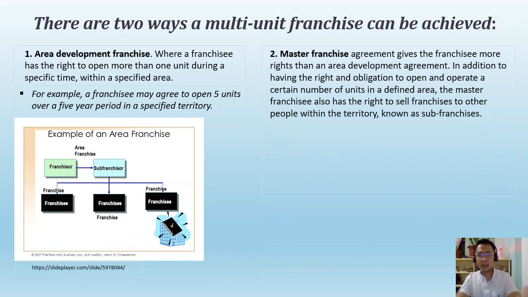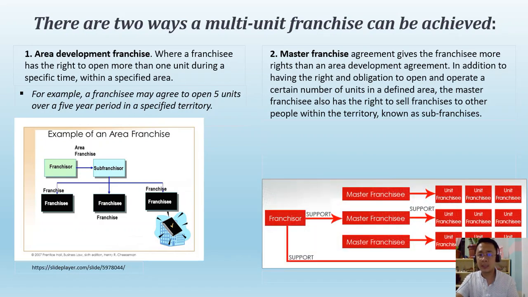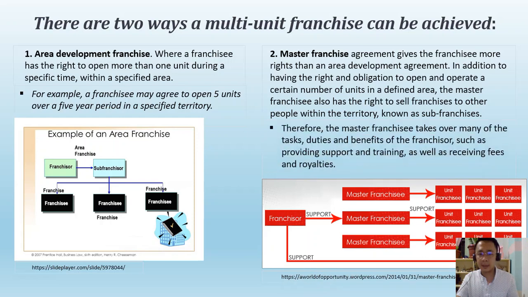And also, a master franchise agreement gives the franchisee more rights than an area development agreement. In addition to having the right and obligation to open and operate a certain number of units in a defined area, the master franchisee also has the right to sell franchises to other people within the territory. It is also known as a sub-franchise. Therefore, the master franchisee takes over many of the tasks, duties, and also the benefits of the franchisor, such as providing support and training, as well as receiving fees and royalties.